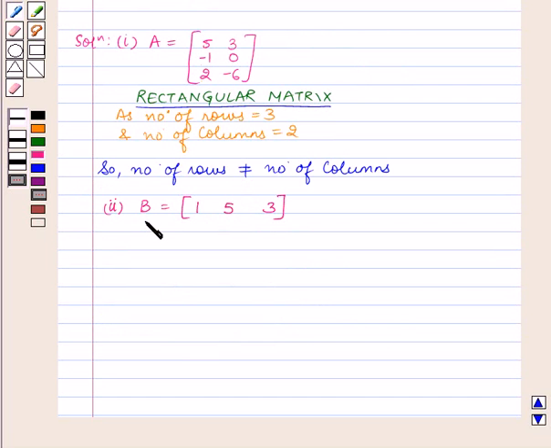Now, the second part is B is equal to the matrix 1, 5, 3. This is a row matrix as B has exactly one row.